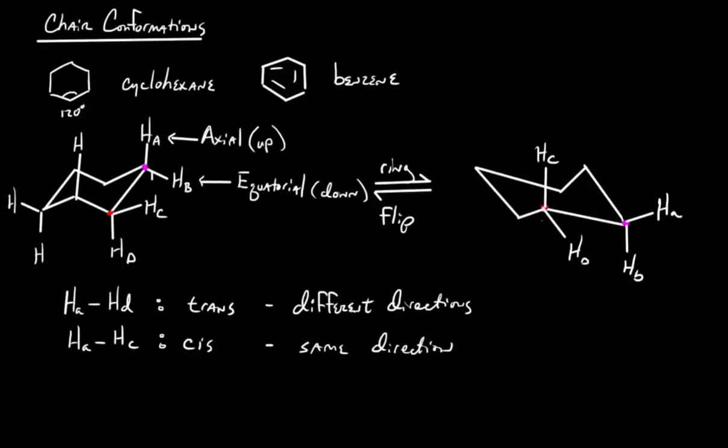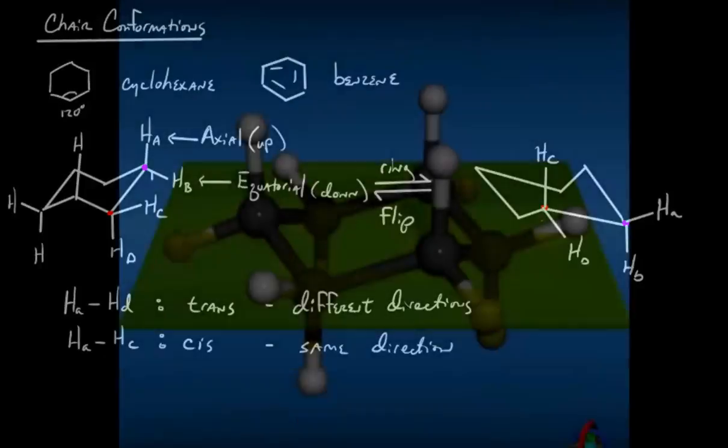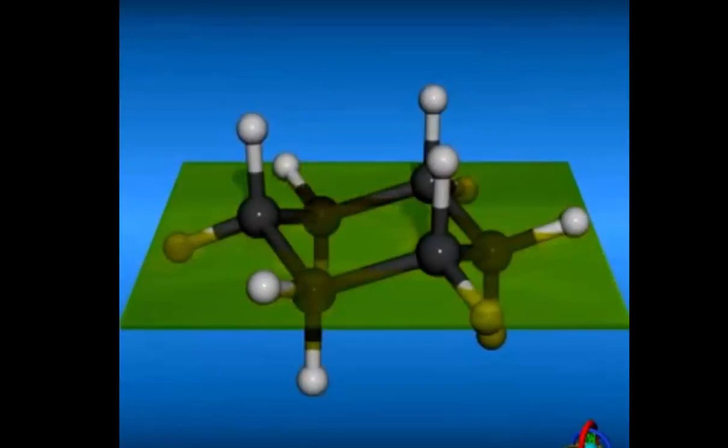A lot of the times, students have a lot of trouble actually being able to see this. So what I'm going to do is pause the video, switch over to YouTube, and show you an animated version of this ring flip. And then after we see this, it becomes a lot easier to visualize. Okay, so here's the video we're about to start.